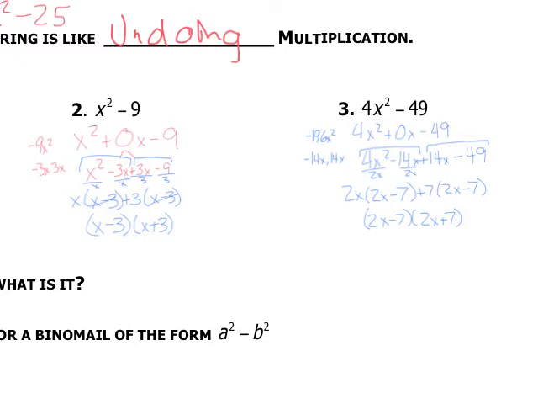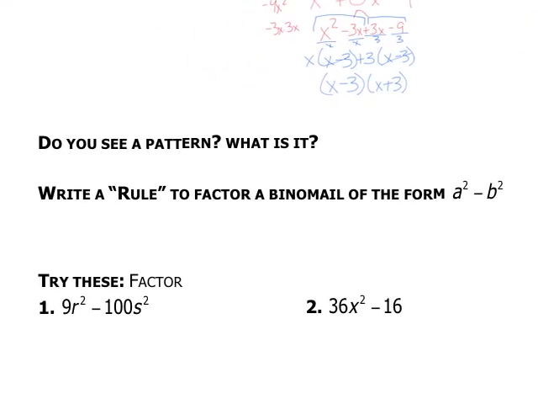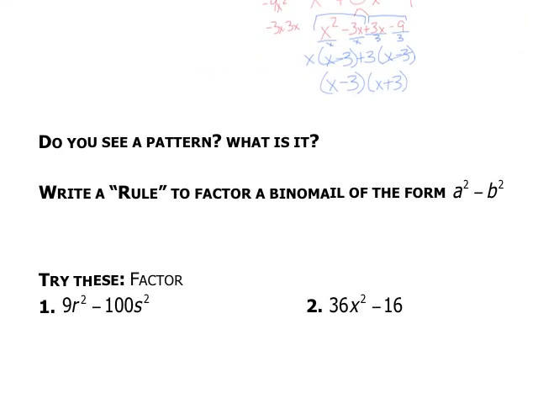All right, so let's think about this. And really all this is just thinking about the simplicity of it. So let's look at a rule here. It says, write a rule to factor a binomial of the form a squared minus b squared. Okay? So there are a couple things that are important about this. This is called a difference of squares. What does a difference mean?